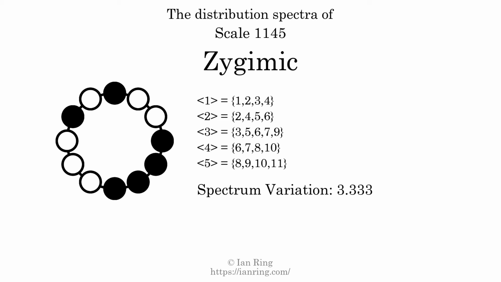The spectrum variation of this scale is 3.333. Since the variation is greater than 0, this indicates that the scale is not perfectly even. The highest spectrum width is 6. Since this is greater than 1, we know that this scale is not maximally even.